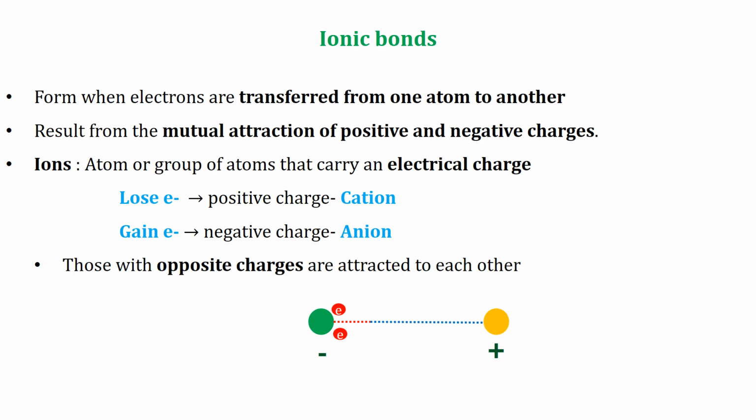An ionic bond forms when electrons are transferred from one atom to another, creating charged particles called ions. Cations are positively charged ions, they are losing electrons. Anions, negatively charged ions, gaining electrons. The attraction between these oppositely charged ions results in an ionic bond.